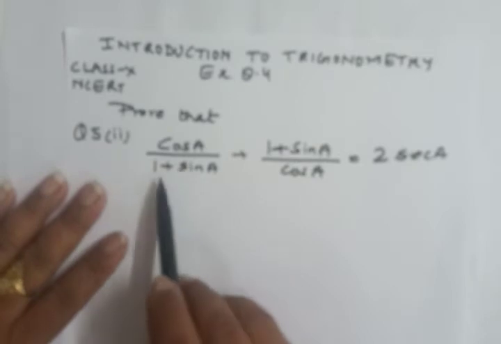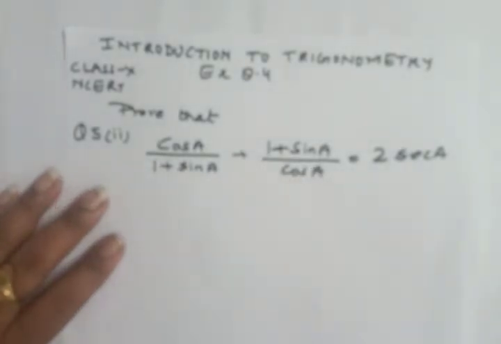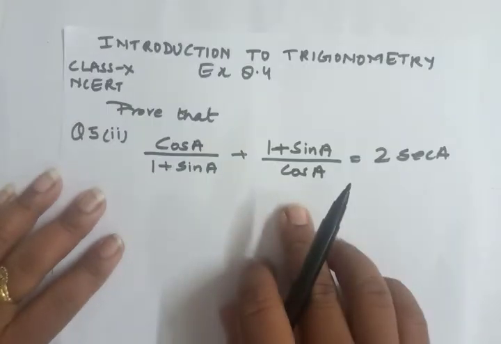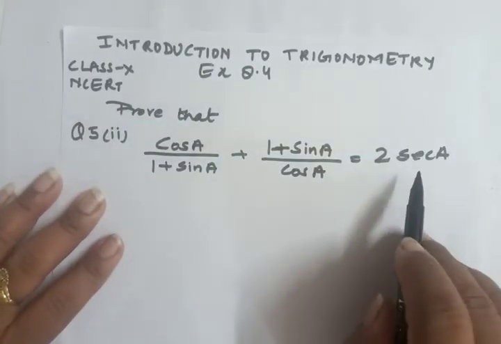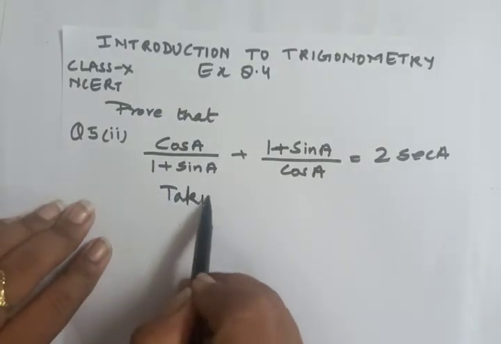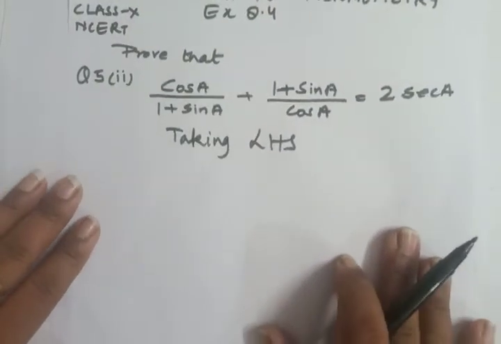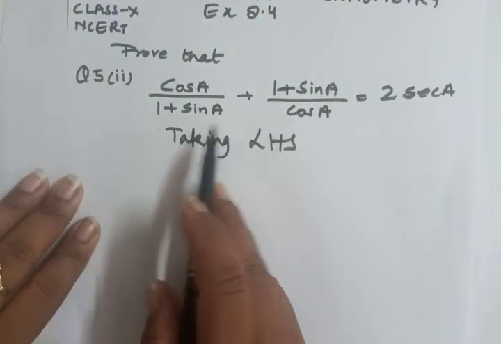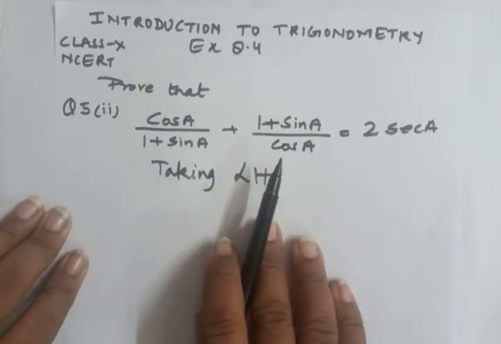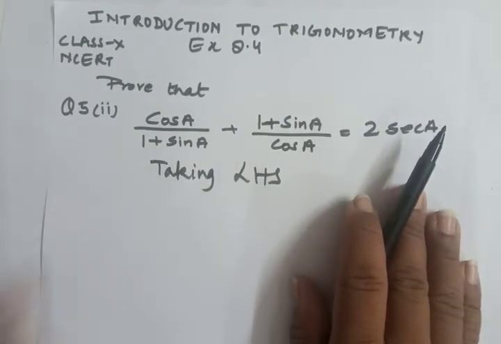Again, this is given: cos A upon 1 plus sin A plus 1 plus sin A upon cos A. So these are the two terms given to us, and we need only one term on the right hand side. So again, taking the left hand side, we can see these are two terms and we need one term here. What could we do here?